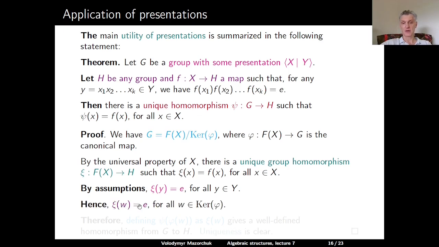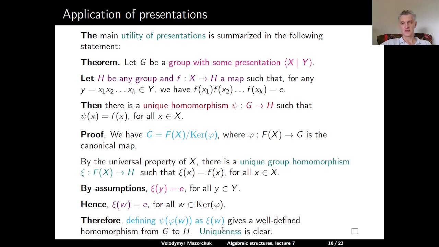Hence, psi of w is equal to the identity for any w in the kernel of phi, because Y generates the kernel of phi. And so we can define our map psi at the element phi of w as follows. So we define psi of phi of w as psi of w. And then this gives a well-defined homomorphism from G to H. And of course the uniqueness is clear because we define a map on generators. If we define something on generators, it's automatically induced on all other elements in a unique way. So this completes the proof of our theorem.